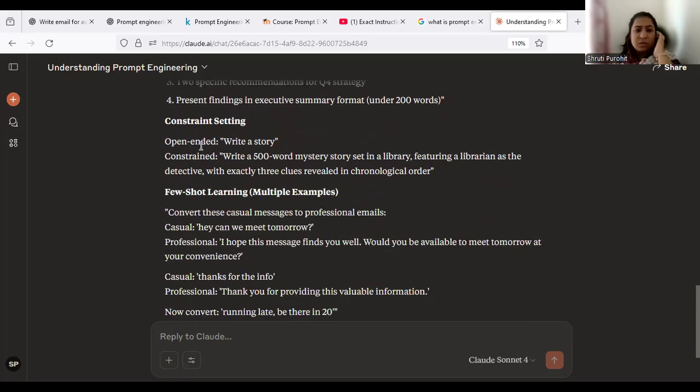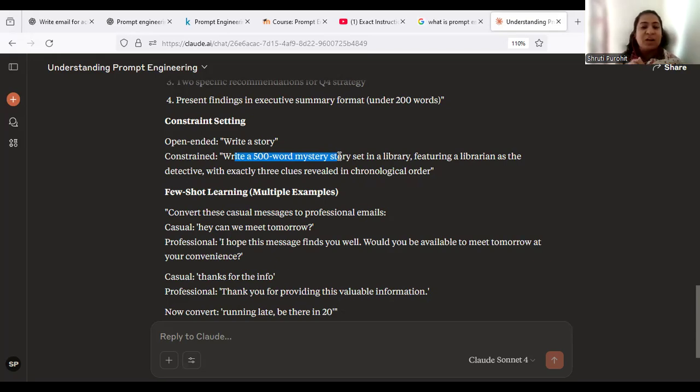Again, constraint settings are also there, versus open-ended. A constrained prompt is one where you are providing some kind of conditions. "Write a story" has no constraint. Constraint means we are providing the condition. In the below prompt, you can see "write a 500..." It means we are providing the constraint, the limitations, like mentioning that a 500-word mystery story should be there, set in a library and featuring the librarian as a detective.